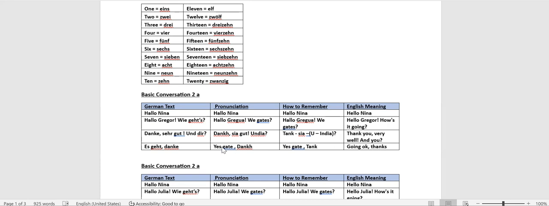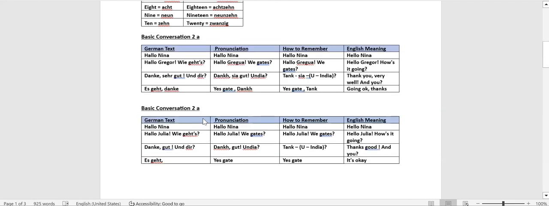So how do we pronounce this in German? It says, es geht danke. This is the pronunciation tip. How to remember? You're saying yes to a gate and thank. Yes, gate, danke. Very well. So let's move on to the second conversation.